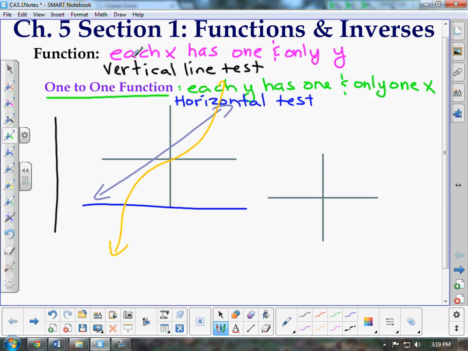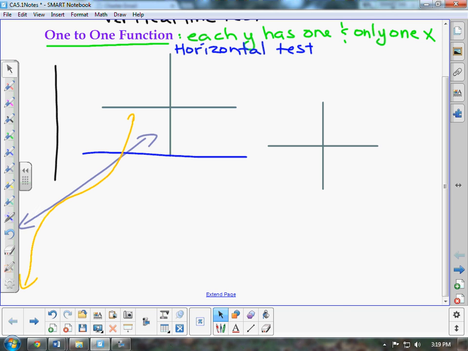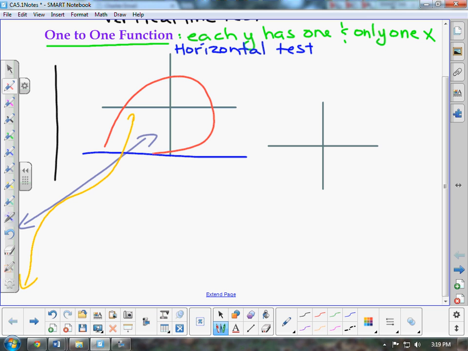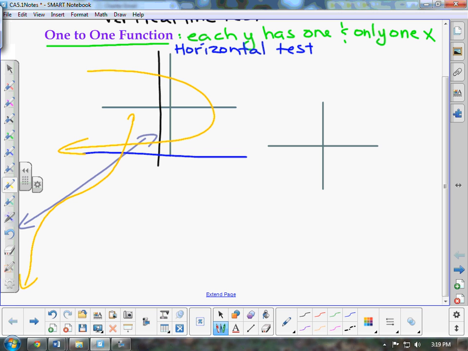Let's go first off with a function that is really not a function. Get rid of those two. Here's something that is not a function. It looks like a circle, because when you draw a vertical line through here, it's going to hit it in more than one spot. Or this type of thing. That is not a function.